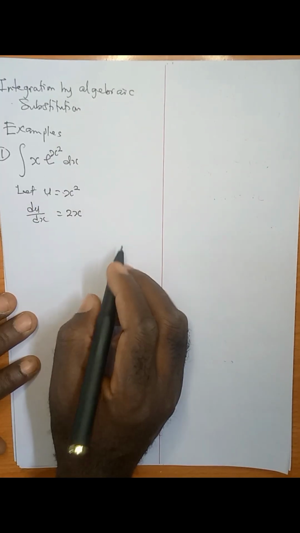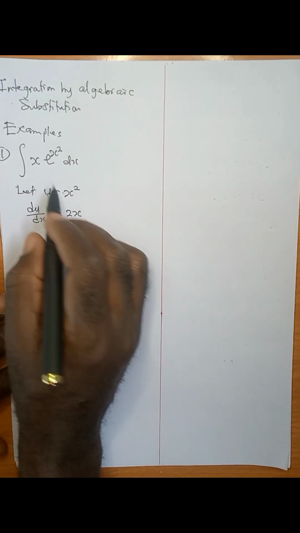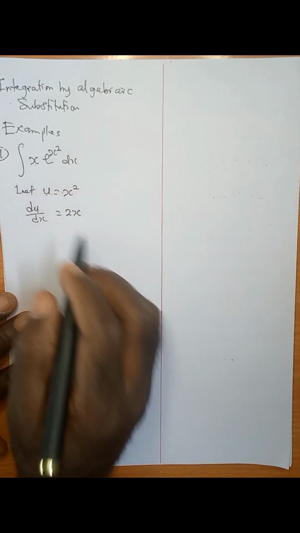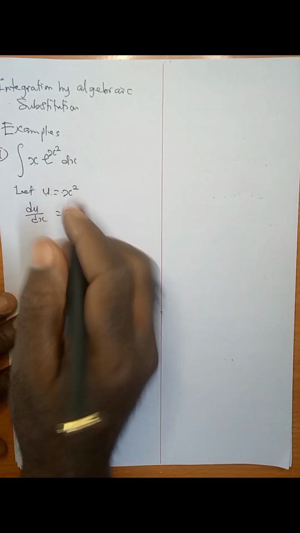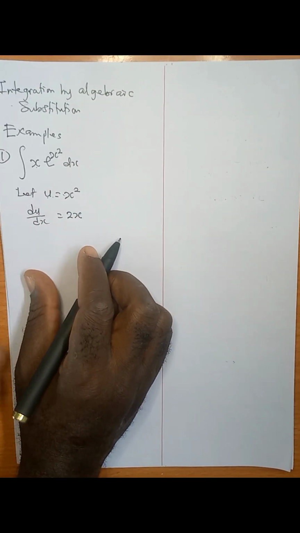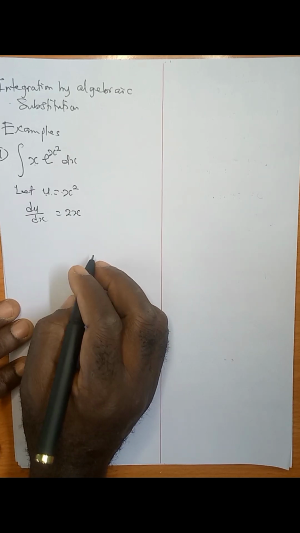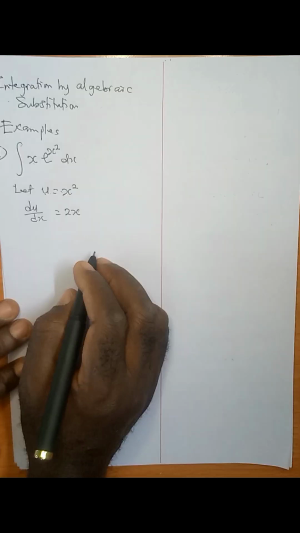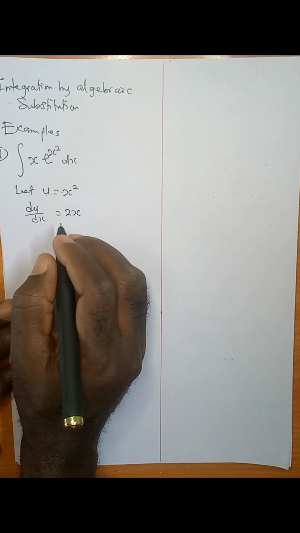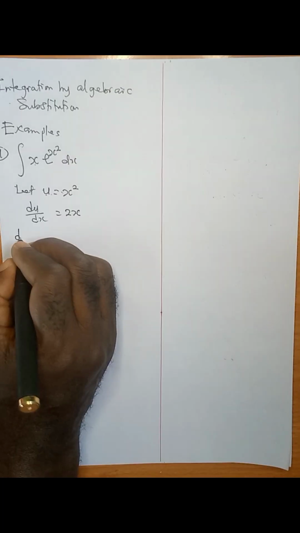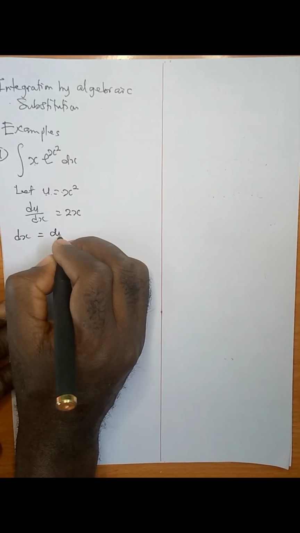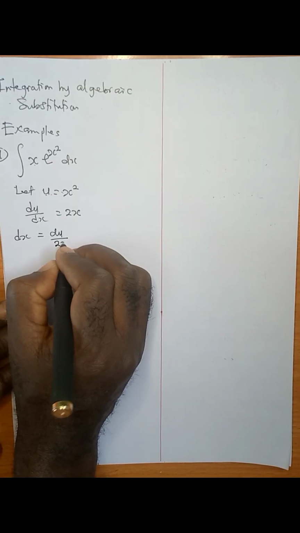You may ask, why don't I say let u be equal to x? Why x squared? I'm going to tell you the reason very soon. Now, let's move ahead. The next thing is you make dx the subject of the formula. So dx is going to be du over 2x.